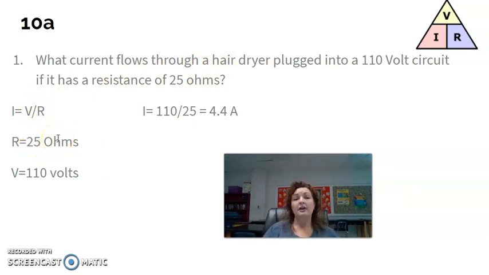We need to write down our equation. So in this case, it says what current flows, which means we need to cover up that I, and we are left with V divided by R. So I went ahead and wrote that here for you. And we're going to substitute in what we have. I equals V, which is 110, divided by our R, which is 25. If you put it in your calculator, you get 4.4. And I, which is current, is measured in amps. So you can write a capital A, or you can just spell out amps. Either way is fine. It means the same thing.